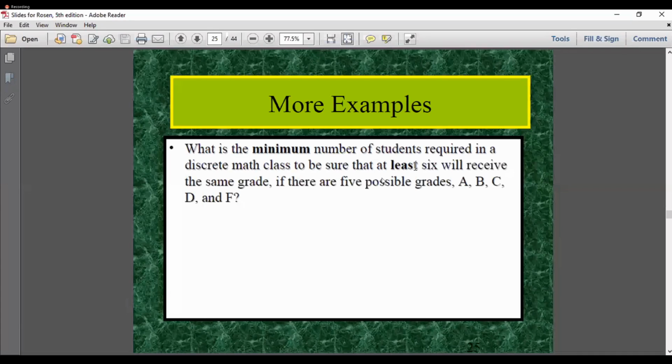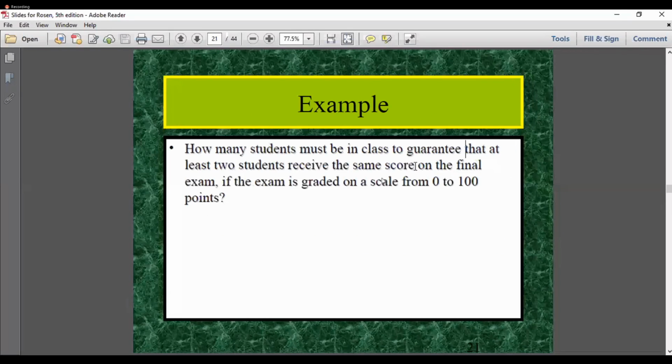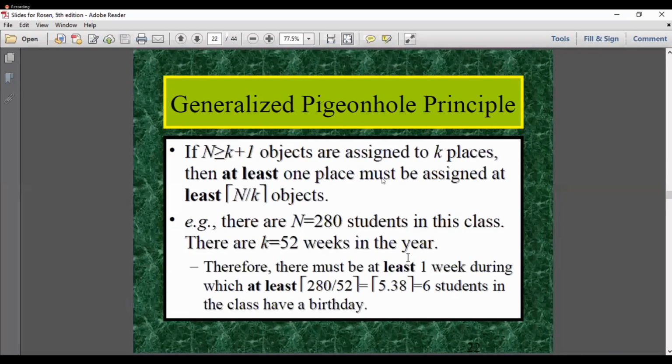If there are a few confusions theoretically, then let's explain this problem in a different manner so that it will help. So we are saying this way, wait a minute, there is a concept of the generalized pigeonhole principle. Let me make the point clear: what is the generalized pigeonhole principle saying? It is saying that n greater than or equal to k plus 1 objects are assigned to k places.